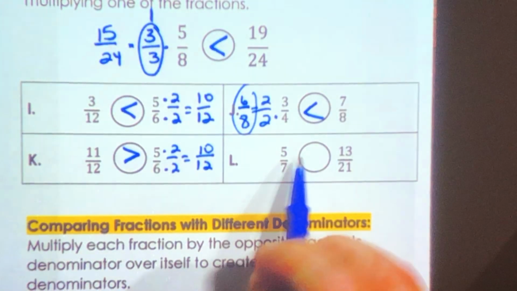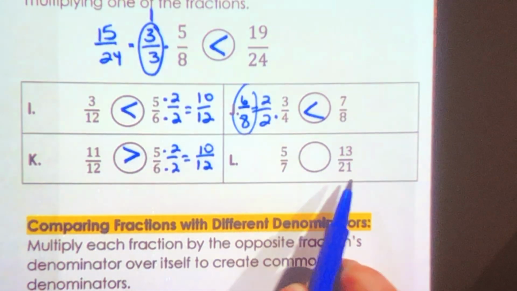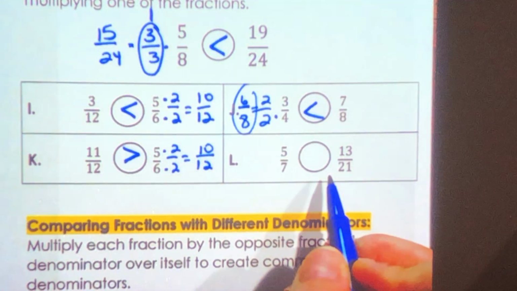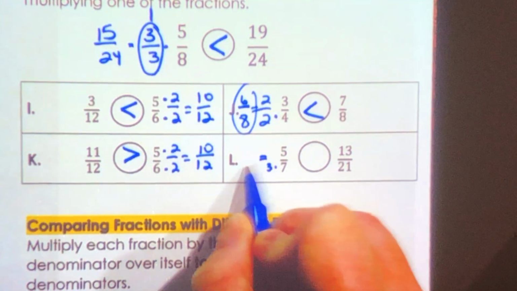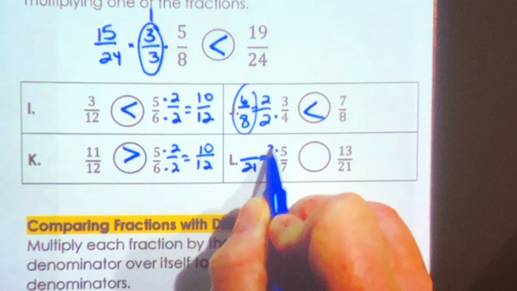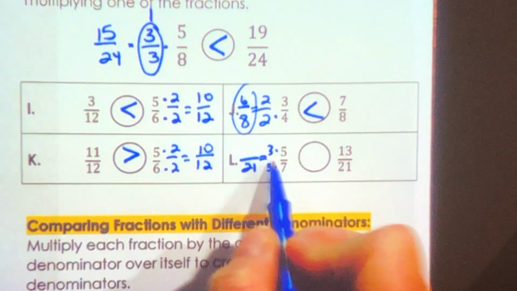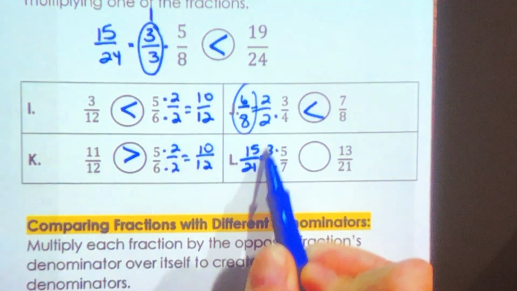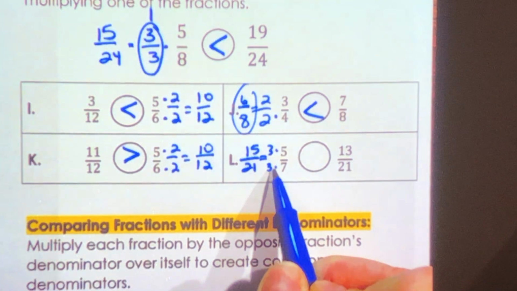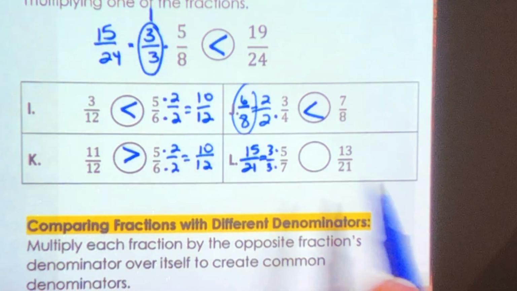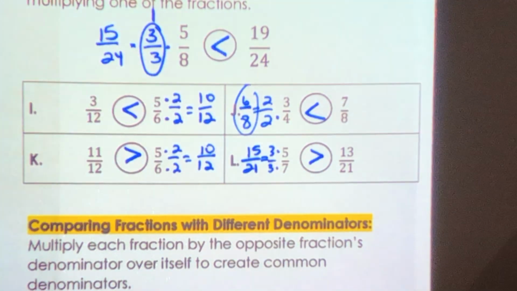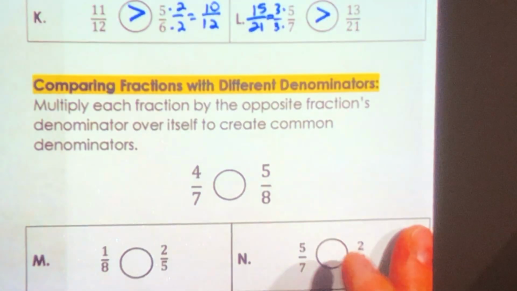All right, last one here. Not the same numerator, not the same denominator. My lower denominator is 7. I can multiply 7 by something to get 21. 7 times 3 is 21. So I'm going to multiply 5 by the same value, and 5 times 3 is 15. So these are equivalent because I multiplied 5/7 by something equal to 1. And multiplying by 1 doesn't change it. 15 out of 21 is going to be more than 13 out of 21 because those pieces are the same size.